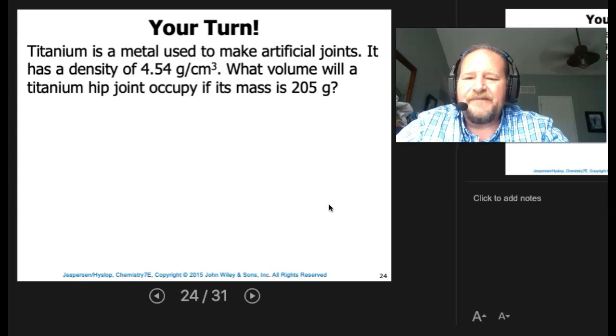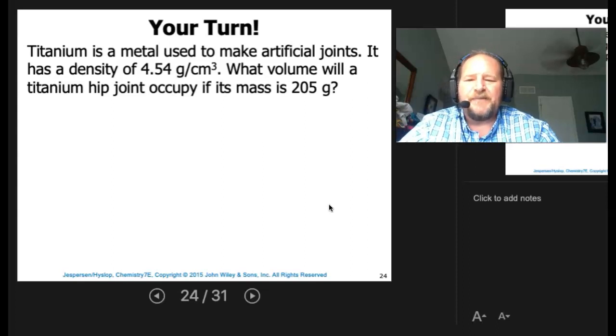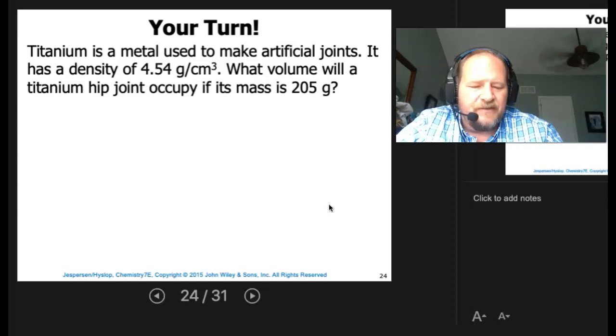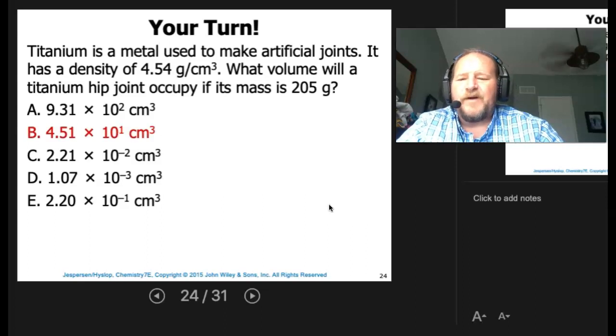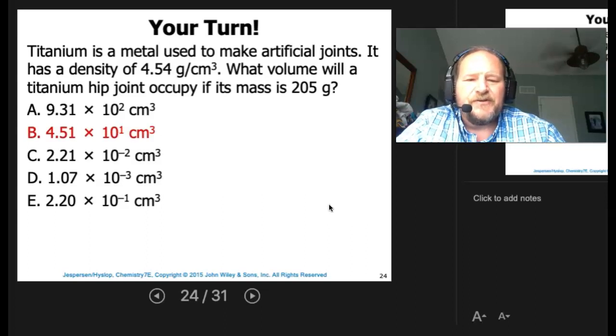All right, titanium is a metal used to make artificial joints. It has a density of 4.54 grams per centimeter cubed. What volume will a titanium hip joint occupy if its mass is 205 grams? So here are your options. And if you needed to pause to work the problem out, it's not a problem. Once you hit play again, here's your answer. 4.51 times 10 to the 1 centimeters cubed.